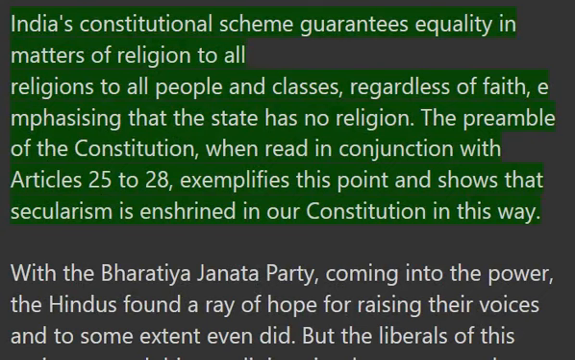India's constitutional scheme guarantees equality in matters of religion to all religions, to all people and classes, regardless of faith, emphasizing that the state has no religion. The preamble of the Constitution, when read in conjunction with Articles 25 to 28, exemplifies this point and shows that secularism is enshrined in our Constitution in this way.